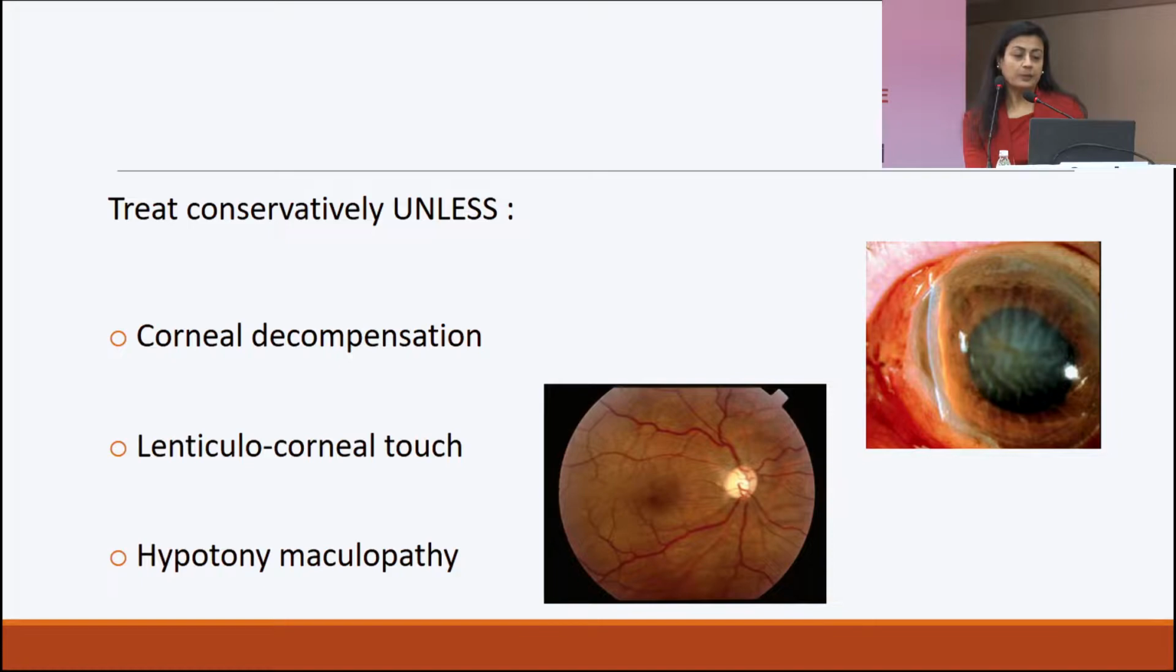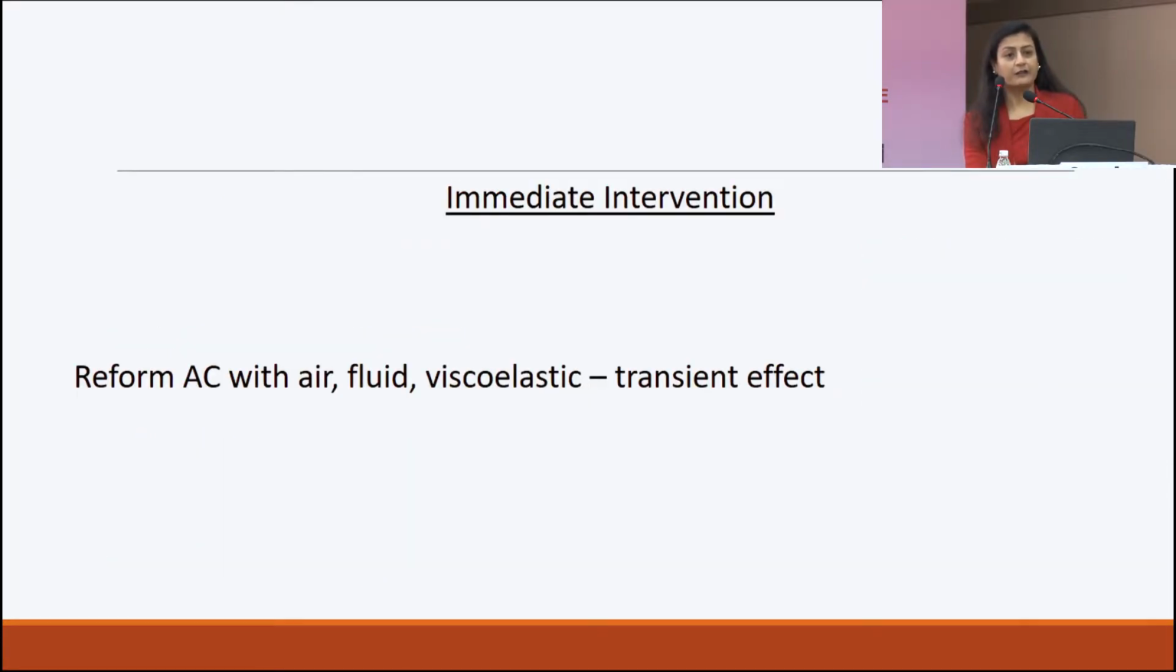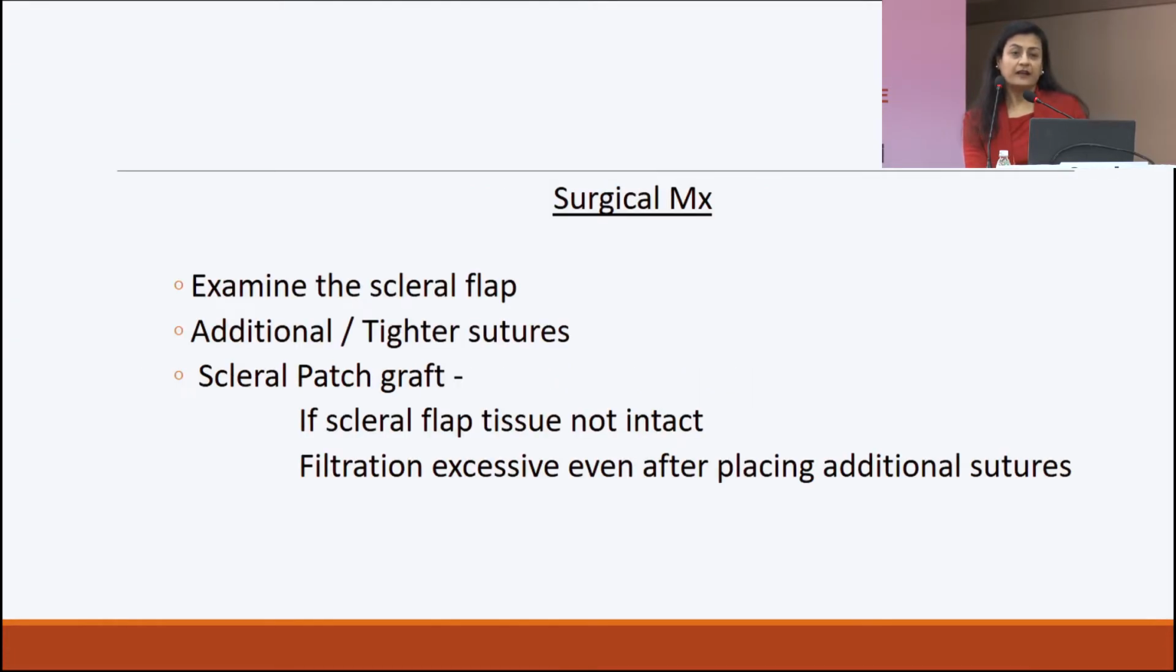You can continue the management conservatively unless you see the typical corneal hypotonous folds that are there. It's a grade 3 shallow AC having a lenticulo-corneal touch, and the vision is compromised because of a hypotonous maculopathy. So the first thing here that you need to do is reform the AC. You can do it with air, fluid, or a viscoelastic substance. But remember that this might just have a transient effect, and you might even have to reform the AC repeatedly. If you feel that this is not working, the AC is still not staying well in depth, then you will have to undertake a revision.